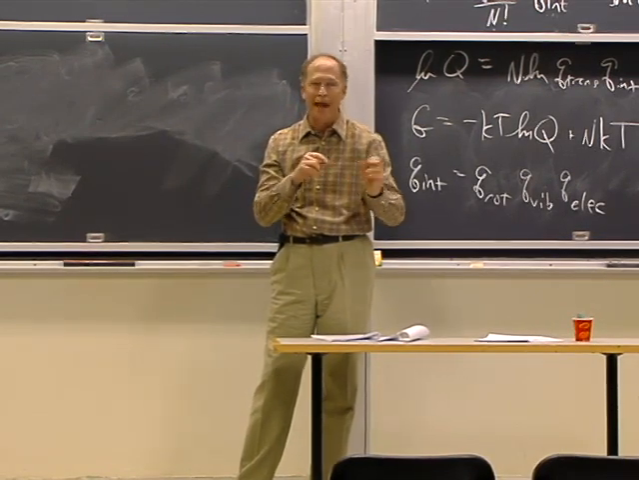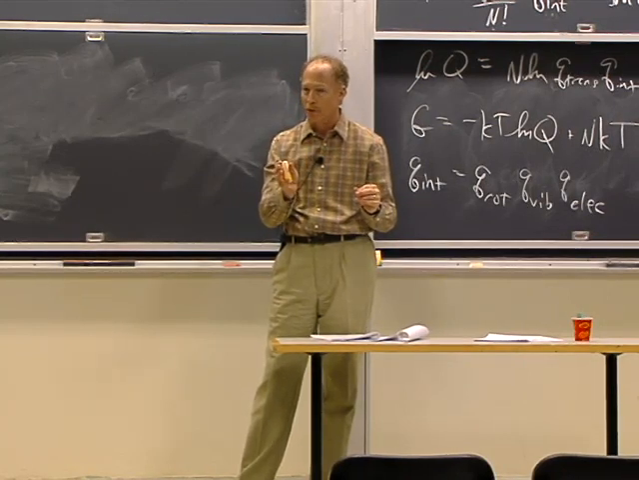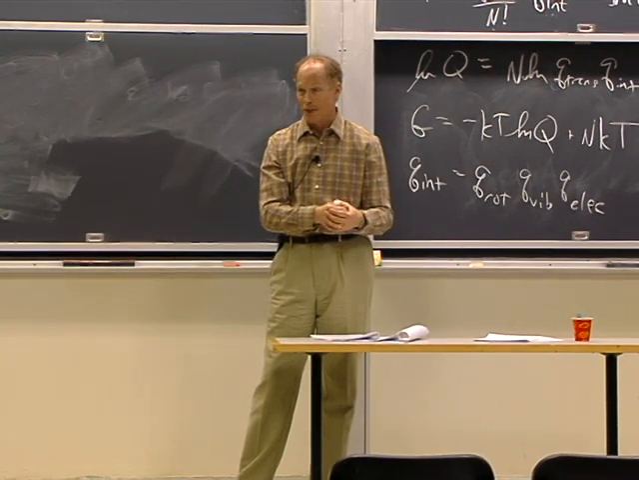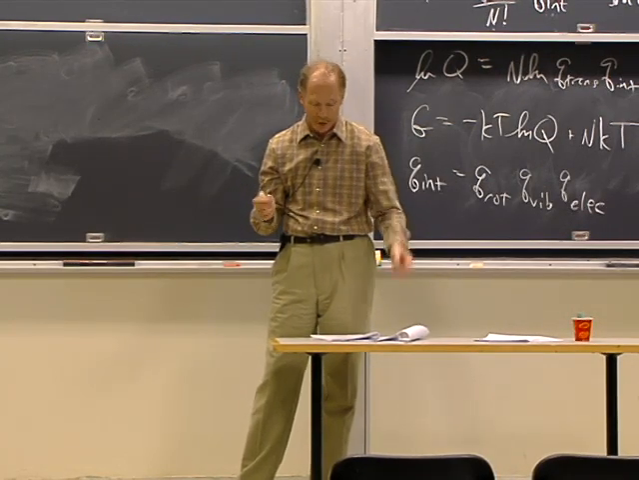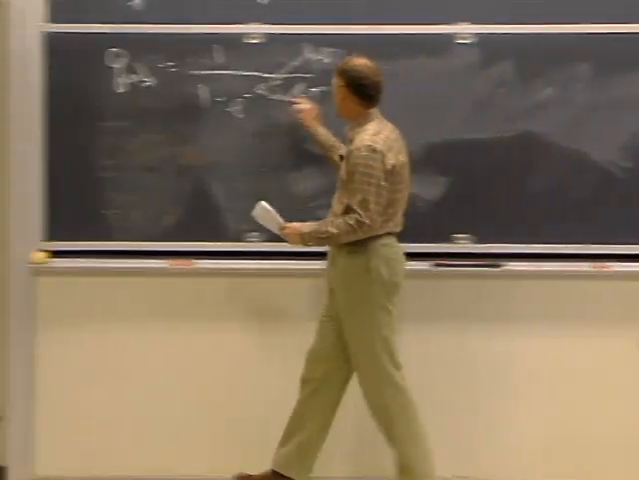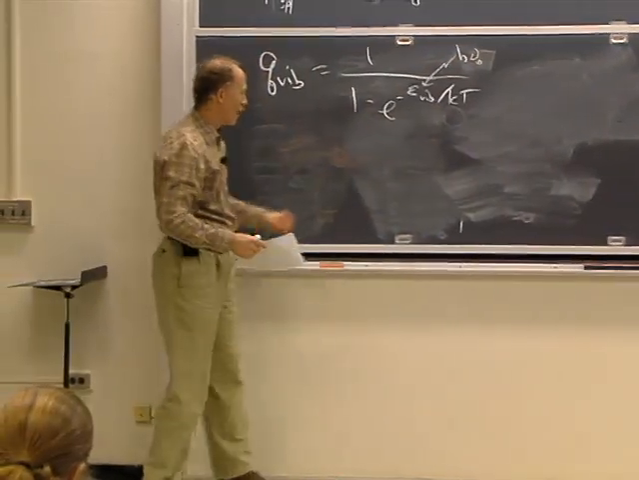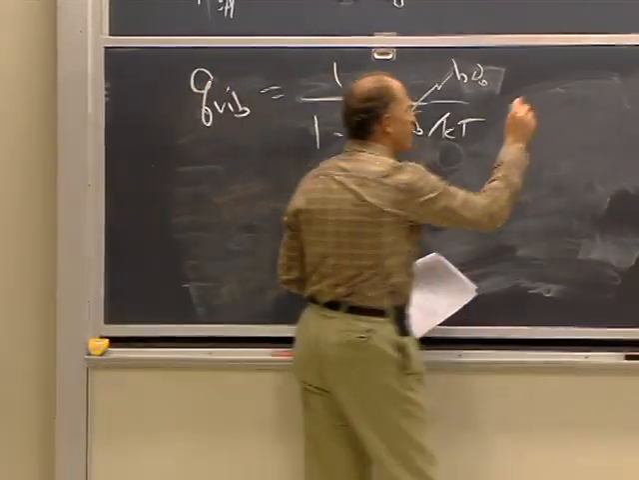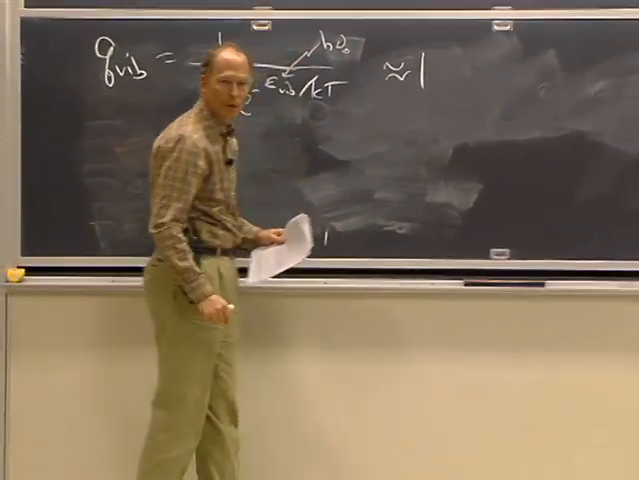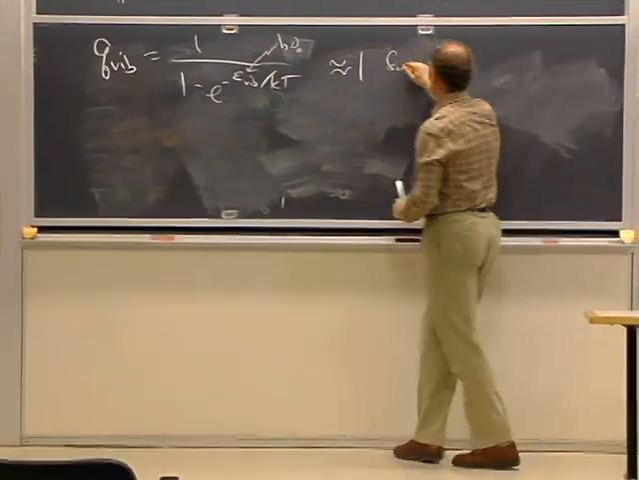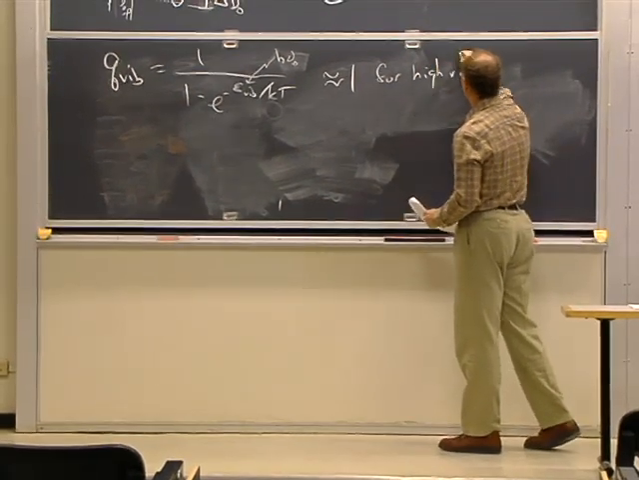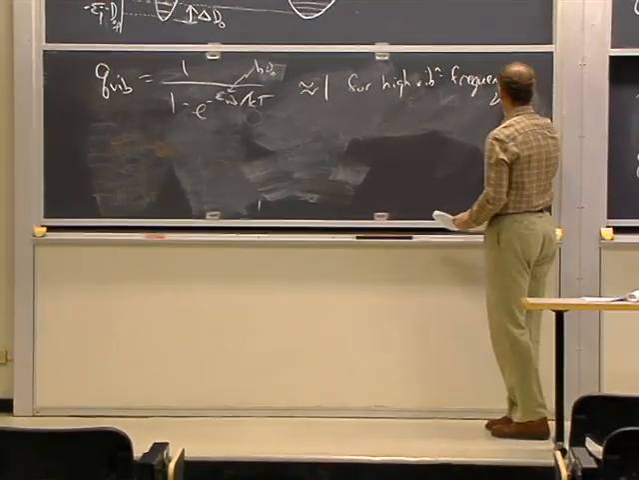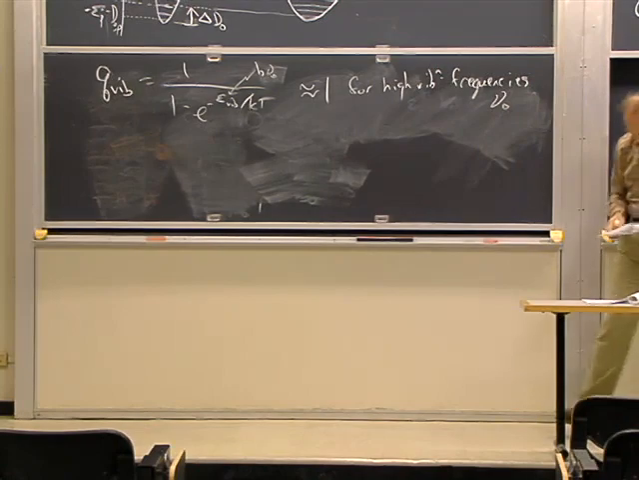Remember I mentioned last time kT at room temperature. If T is 300 Kelvin, then kT corresponds to about 200 wave numbers. Much less than 4,000 wave numbers. In other words, the vibrational energy is much lower than kT. Right? So again, everything would be in the lowest level. And this just simplifies to 1. So in many cases, it's reasonably close to 1 for high vibrational frequencies, nu 0. Okay.